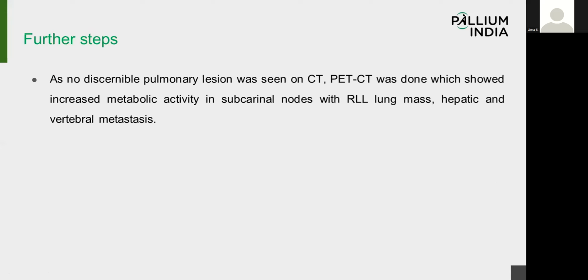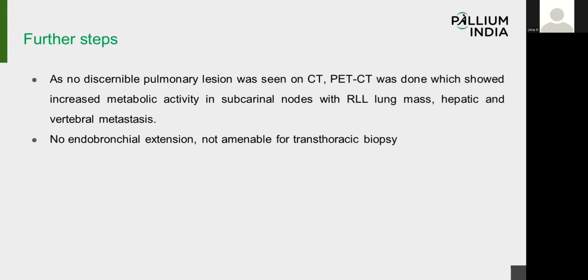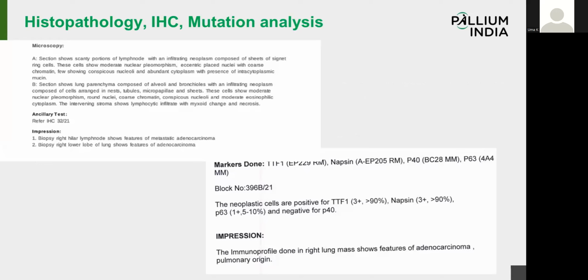So the further steps, as no discernible pulmonary lesion was seen, and we got a diagnosis of malignancy, a PET CT was done, which showed increased metabolic activity in the carinal nodes with a right lower lobe lung mass, which had not been seen on the CT, and hepatic and vertebral metastasis as well. There was no endobronchial extension, so she was not amenable for transthoracic biopsy. So we went ahead with an open lung biopsy after counseling the patient. Mediastinal lymph nodes were also biopsied, which showed metastatic adenocarcinoma arising from the lung. Next slide.